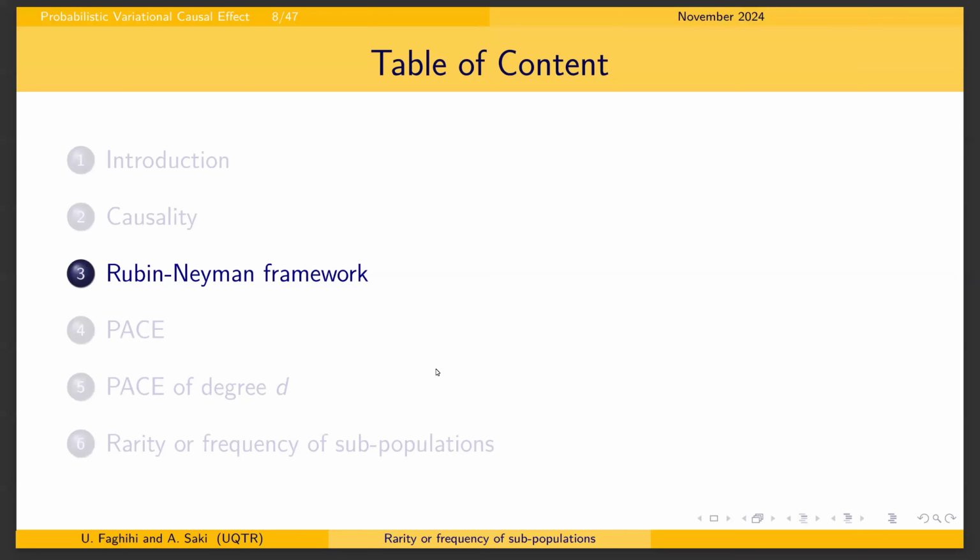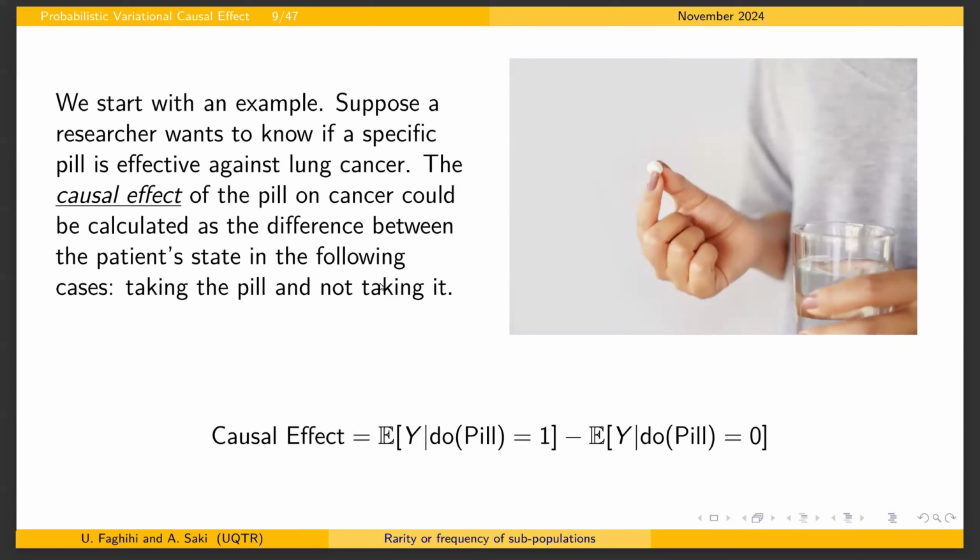Okay, I go back to the Rubin-Neyman framework very briefly, with an example. Suppose a researcher wants to know if a specific pill is effective against lung cancer, for instance. The causal effect of the pill on cancer could be calculated as the difference between the patient's state in the following cases: taking the pill and not taking the pill. So basically, we can write the causal effect as the expected value. For some of you who are not familiar with the expected value, this is the mean. Okay? The expected value of y given do pill.